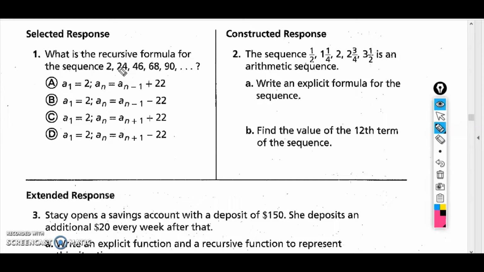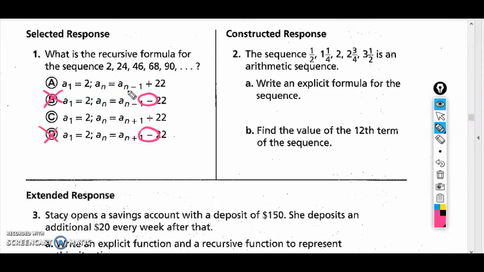Recursive means that you look at the term beforehand to see how you get to the next one. If you notice, to get to 24, you have to add 22 to this number. To get to 46, you add 22 to this number. To get to 68, you add 22 to the number before it. So recursive just means you have to use the term before it. Since you can tell that it's going up, you can automatically get rid of B and D because of the minus sign, because that would mean that the value is going down. So even though we hadn't covered recursive formulas, you can use process of elimination to at least get rid of half of the answers.